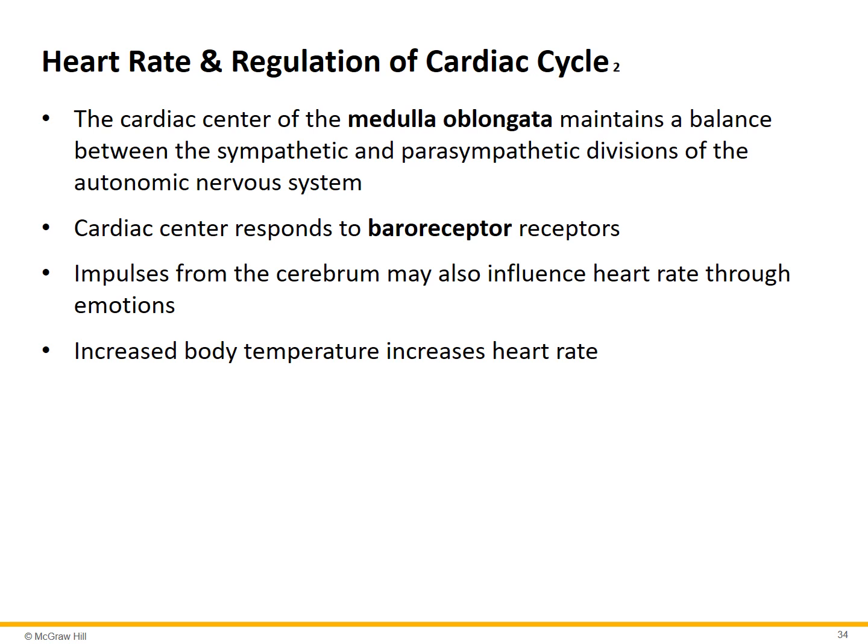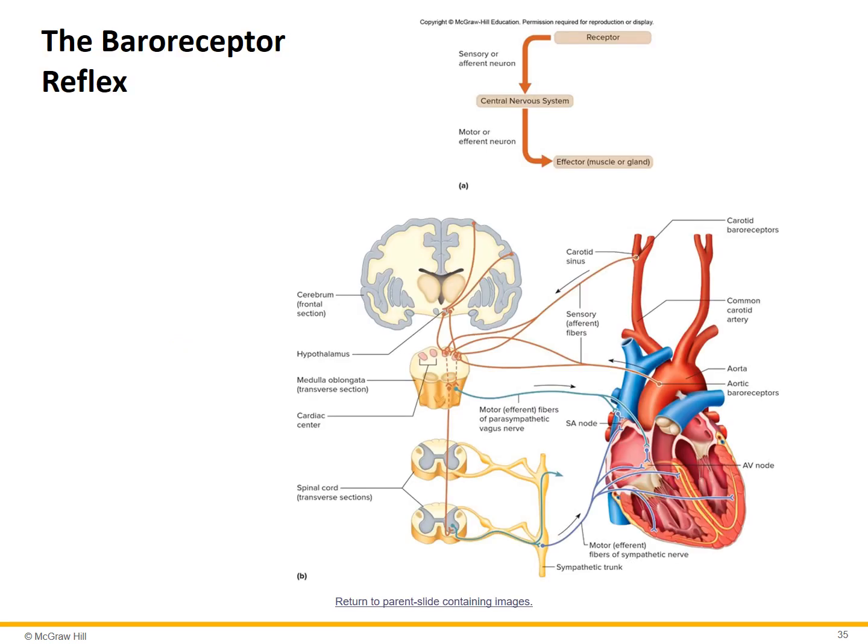Impulses from the cerebrum may also affect the heart rate through emotions. So your heart rate may be elevated if you're very excited, or something happens and you're very upset, whereas your heart rate may decrease if you're just resting and you're very chill. We mentioned that increased body temperature increases the heart rate, and a decreased body temperature would decrease your heart rate. While there's a variety of factors that could cause your blood pressure to elevate, your body is always going to try to bring it back into the normal range.